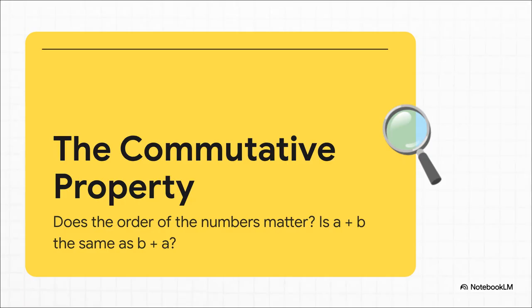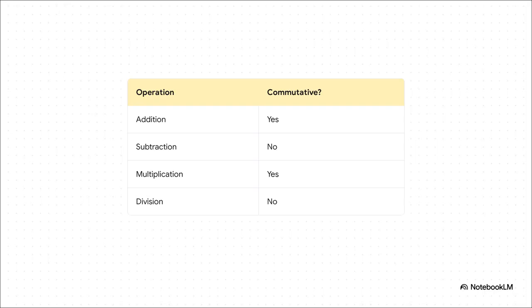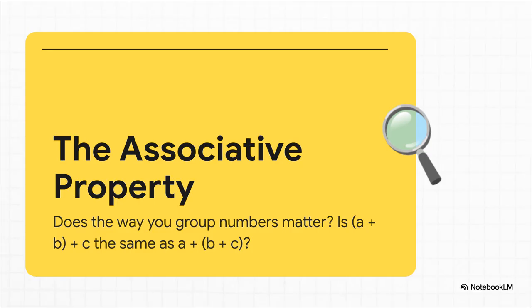Next up is the commutative property. This one is all about order. Pretty straightforward question. Does it matter if you calculate A plus B versus B plus A? Are you going to get the same result? Well, for rational numbers, it turns out order only matters for subtraction and division. We all know 5 minus 3 is not the same as 3 minus 5. But for addition and multiplication, you can swap the order all you want. The result is always going to be the same. They commute.